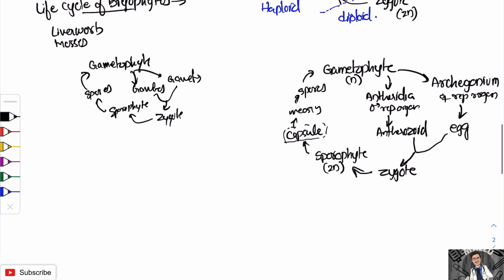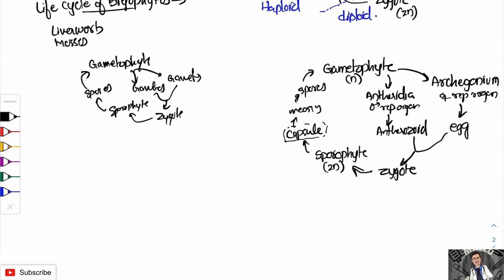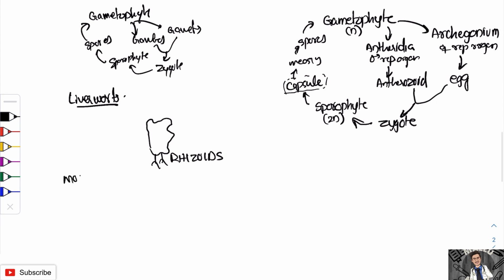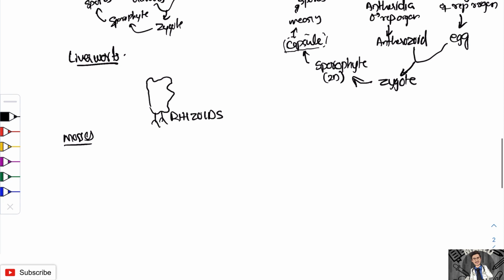Okay, let me illustrate. In the beginning I told you there are two types of bryophytes, which are the liverworts and the mosses. Regarding the liverworts, they are simple thalloid structures, which means they don't have a differentiated body. They have an undifferentiated body with root-like rhizoids, and that's it. But regarding the mosses, they have somewhat root-like, stem-like and leaf-like structures. This is the stem-like structure, then we have the leaf-like structures, and then we have the root-like structures. All right, and this is the gametophyte, right?